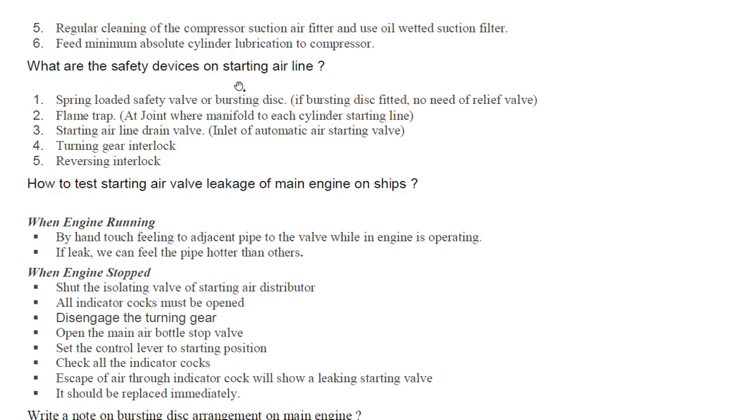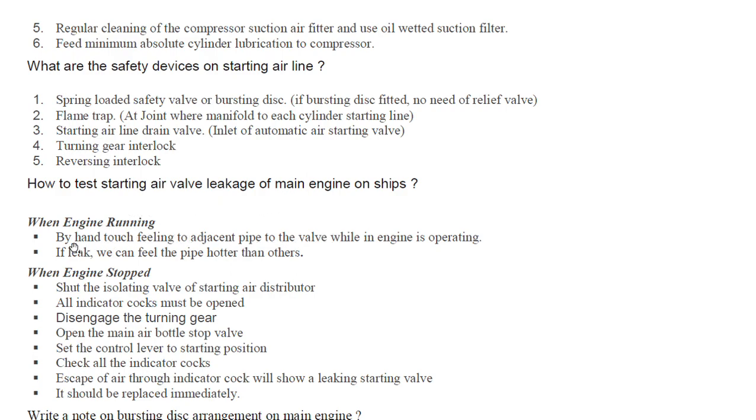What are the safety devices on starting air line? What are the safety devices? Spring loaded safety valve and bursting disc. If bursting disc is fitted, no need of relief valve. If there is a bursting disc, a relief valve is not required. Flame trap at the joint where manifold goes to each cylinder starting line. Now starting air line drain valve, inlet of automatic air starting valve. Now turning gear interlock, reversing interlocks. So these are there.